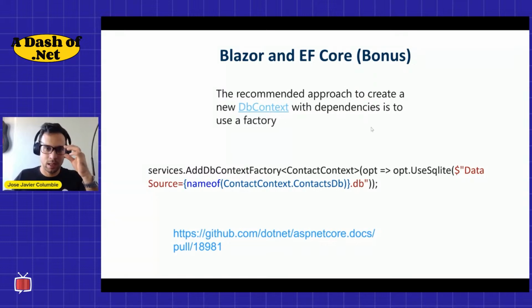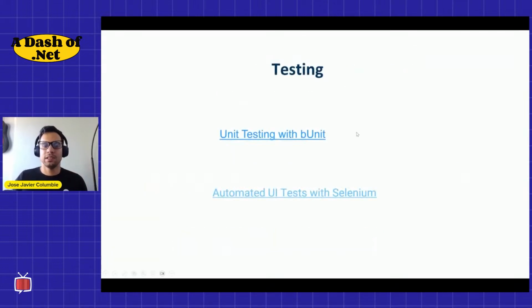I'll show it at the end, and then a few things that we haven't mentioned that I think are important. Testing: unit testing with xUnit is the go-to right now, and of course, I think automated UI testing with Selenium would be the best way to go, and definitely that would be a whole talk by itself.